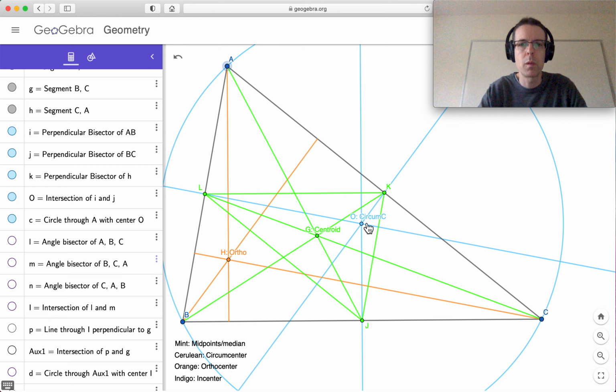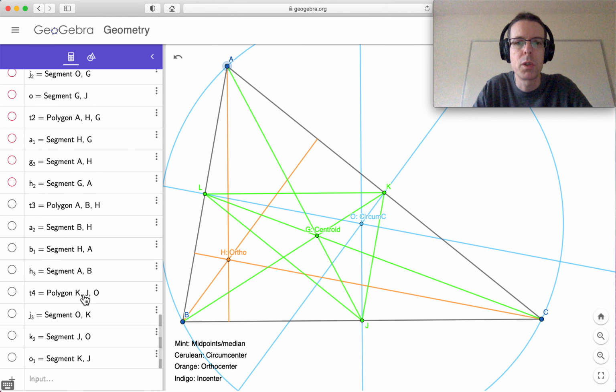So now we have the three centers that remain: the circumcenter, the centroid, and the orthocenter of the triangle. Everything related to the circumcenter is in light blue. Everything related to the median, the medial triangle, and the centroid is in this mint color, and everything related to the orthocenter is in orange. Now, we wish to show that the orthocenter, the centroid, and the circumcenter all lie on a line together. So what do we need to do in order to show that?